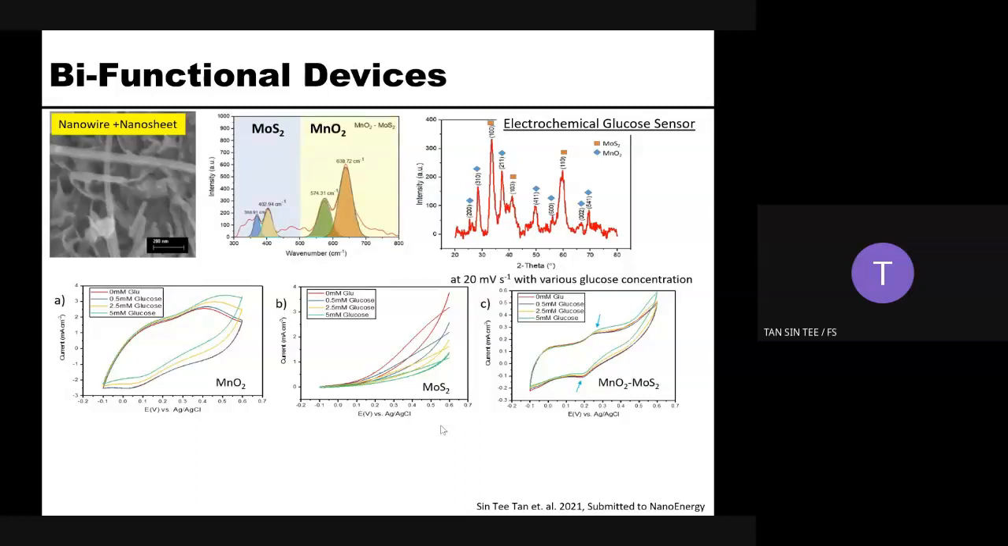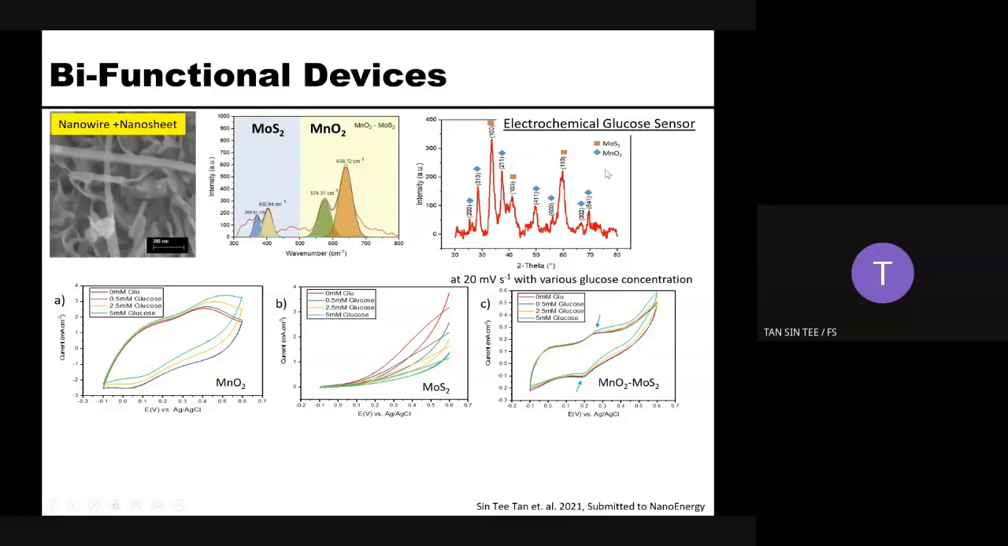The last part of today's talk is on bifunctional devices. We also utilize our samples for different kinds of multifunctions. In this case, we have a blend of MnO2 nanowire with MoS2 nanosheet, and this result was conducted by one of my undergraduate students. We are combining these two nanostructures, and from the Raman we are able to detect the multi-layer and the single layer of the MoS2 and also the symmetrical bonding of the MnO2.